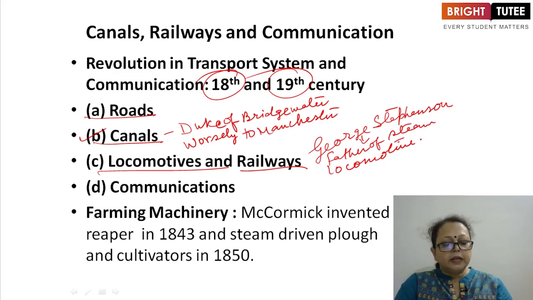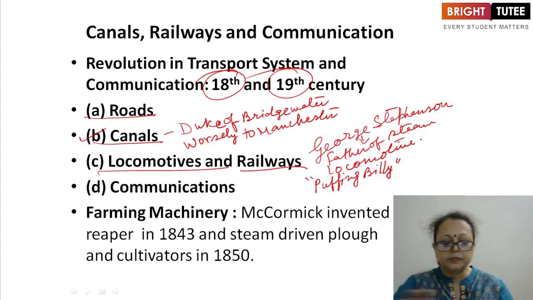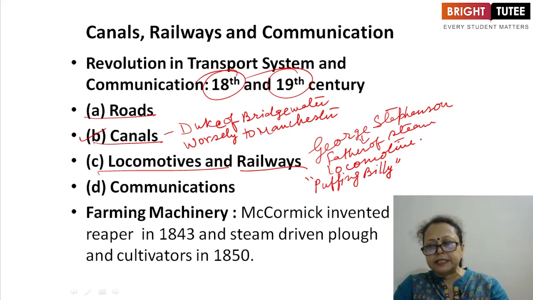What was the name given to his locomotive? It is Puffing Billy, and he began the modern railway system. This Puffing Billy, the locomotive developed by George Stephenson, the father of the steam locomotive, gave the modern railway, it developed the modern railway system.